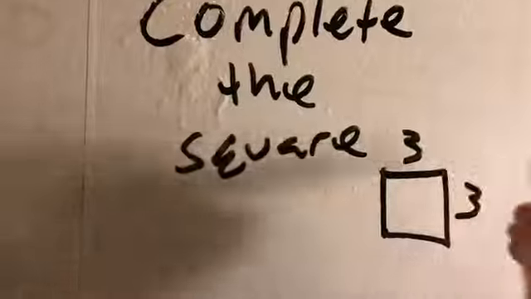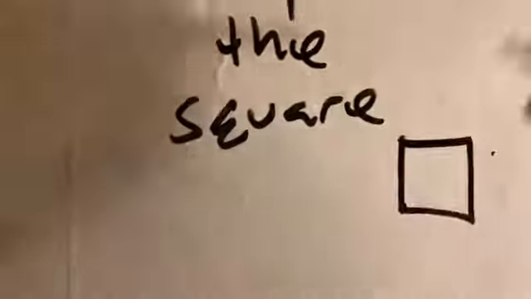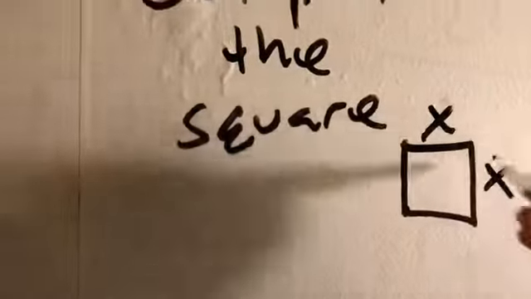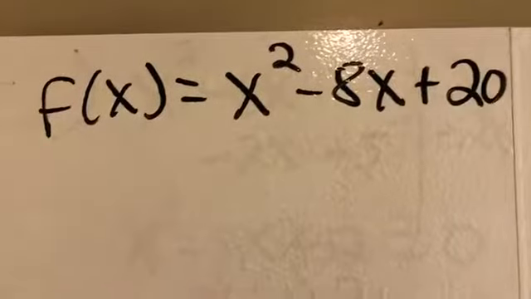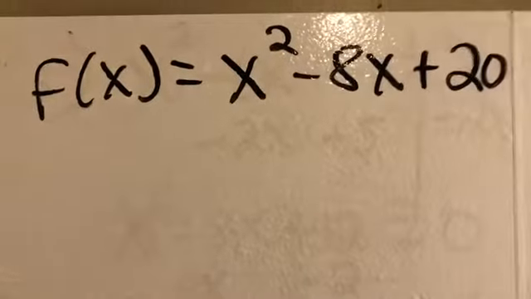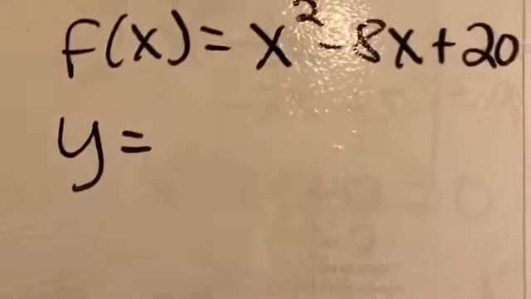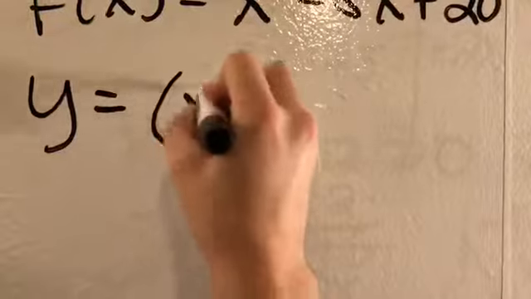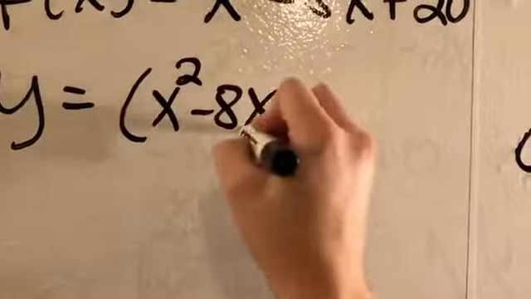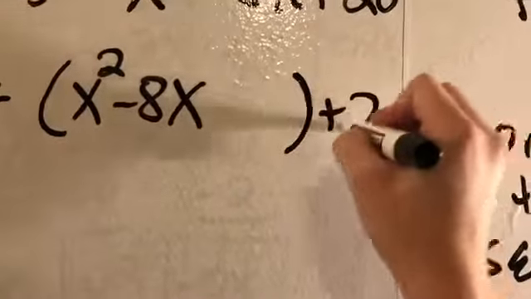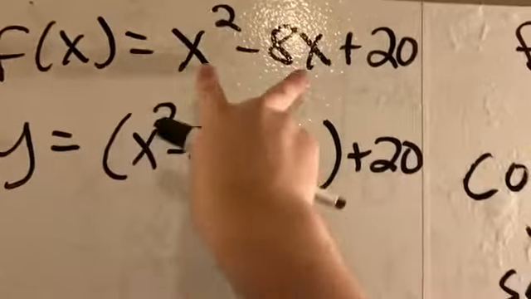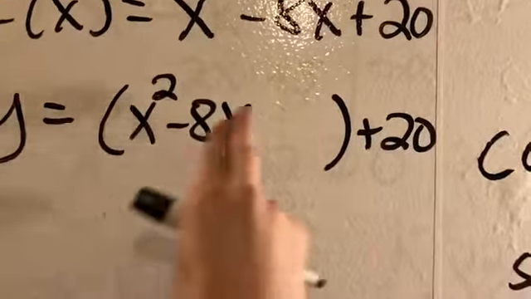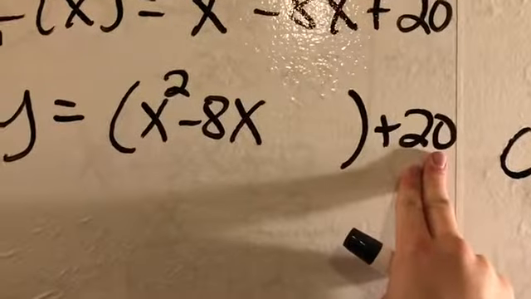Like a 3 by 3 or 4 by 4, or what we can just say is x by x. A square has the exact identical two sides. That'll be important later. When completing the square to get to vertex form, we first change f of x to y, because it makes our math a little messy. Then we group our variables, leave some space, and leave the constant in the cold. All we did was group x squared minus 8x, leave some space, and put the plus 20 there.